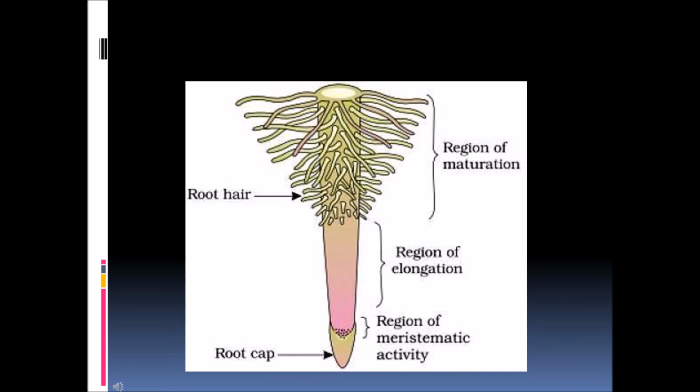Here is the diagram of the different regions of a typical root. On the tip you can see the root cap, and after that the region of meristematic activity where cell division is very rapid, and the region of elongation. This region of elongation helps to increase the length of the root, and the root hairs are present over the region of maturation. In this region the cells get mature and have root hairs around them, and those root hairs help in the absorption of water and minerals from the soil.